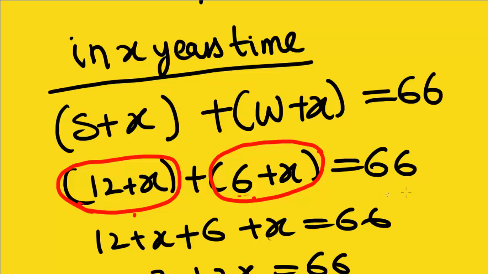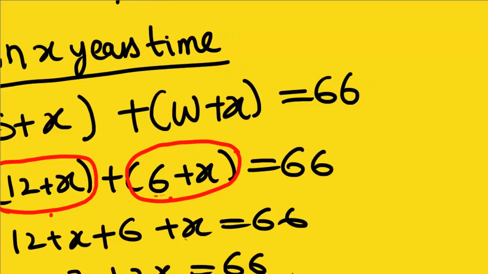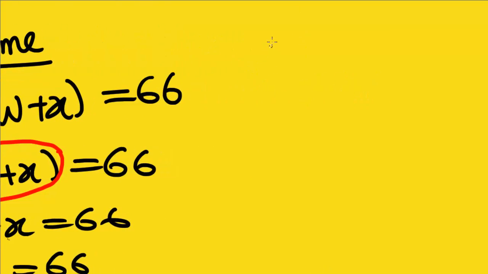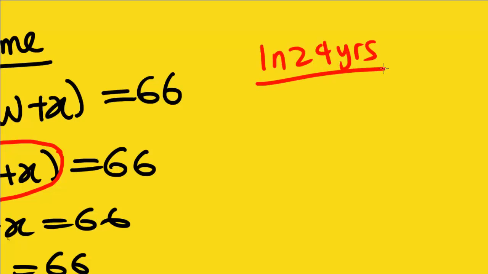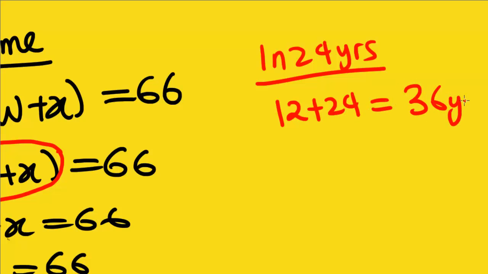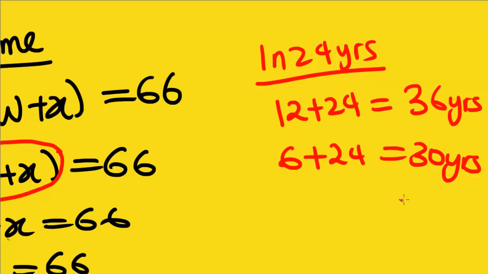So if you want to test it, we can move to the right here and note that in X years time, so in 24 years time, what's Sonny's age? Well, his age would be 12 plus 24, which is 36 years. In Wale's case, his age in 24 years time will be 6 plus 24, which is 30. Now, if you add their ages up, you see that it gives you 66 years.